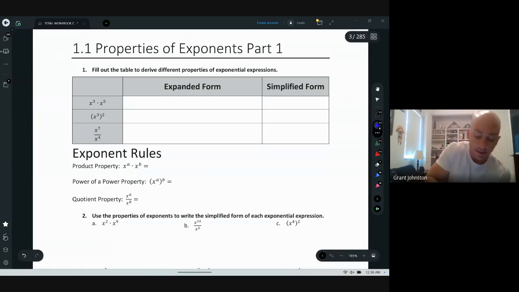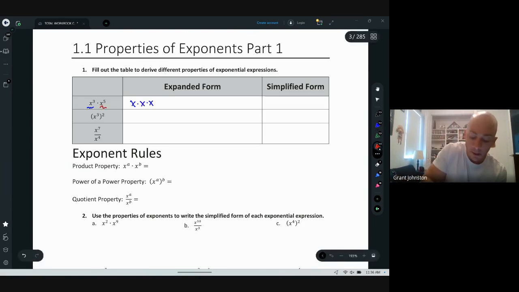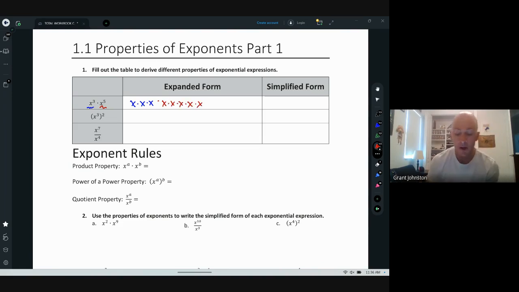So remember what x to the third means. X to the third just means an x times an x times an x, 3 of them. X to the fifth means x times x times x times x times x. So that's how it would look expanded out. So if we were to simplify this, we have 3 x's from the x to the third and 5 x's from x to the fifth. So in total, we would have 8 x's. The simplified form would be x to the eighth.